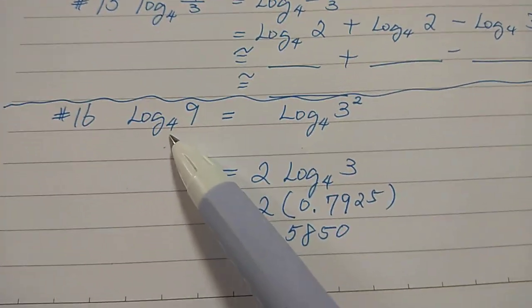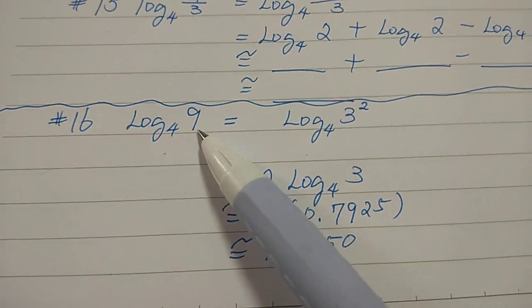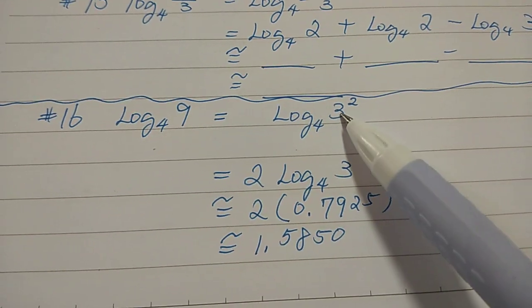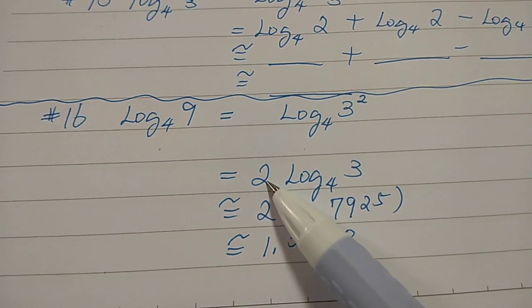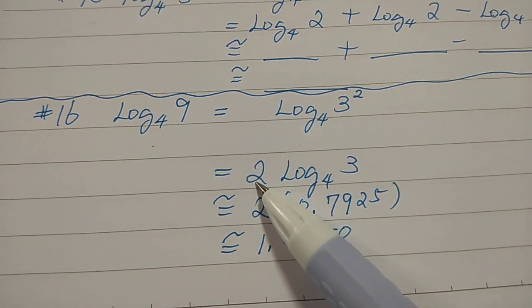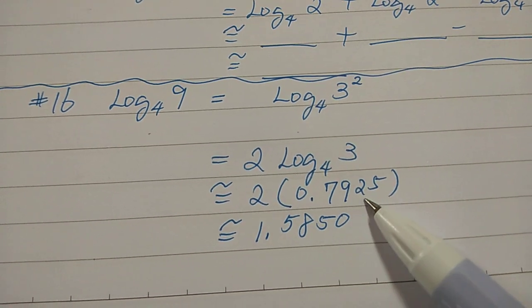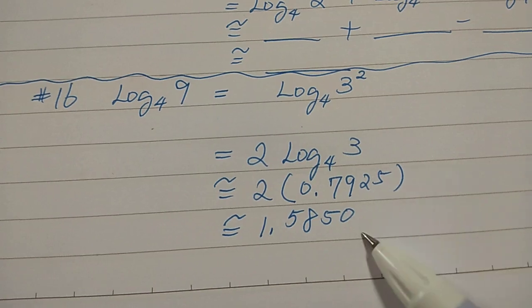Number 16 is similar to number 17. So here is where you would use another property. This 9 becomes 3 squared. This square goes into the front of the log, so then this is 2 times this log. So this log is 0.7925. So you just use 2 and multiply by that to get your answer.